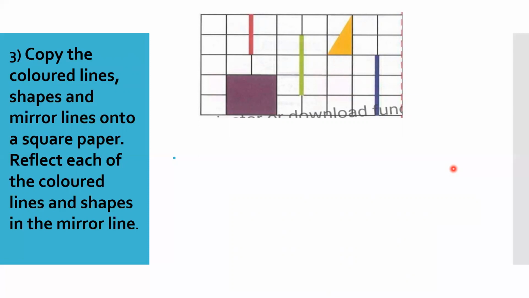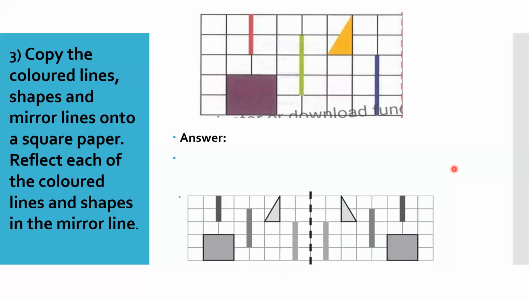Mirror line means we need to reflect each of these colored lines and shades in a flipped version. That is, we need to draw the flipped image of all these things. Those flipped images are the colored lines and shades in the mirror line. So shall we start doing the answer? Okay, how will the flipped images look?